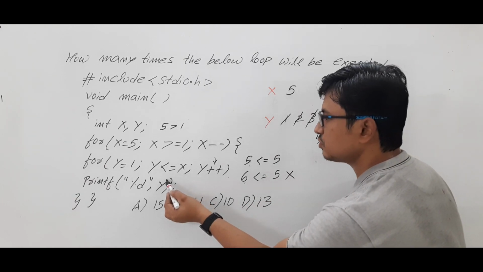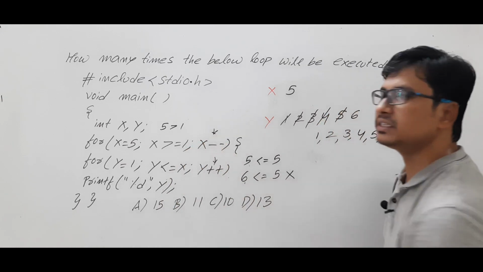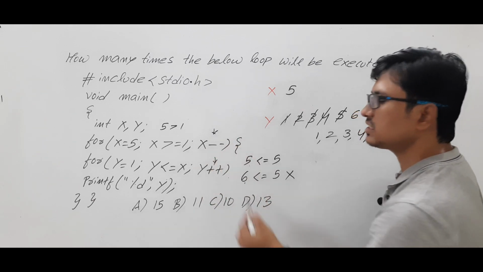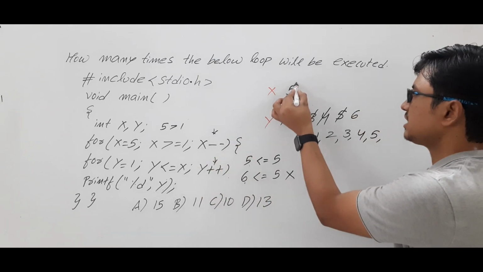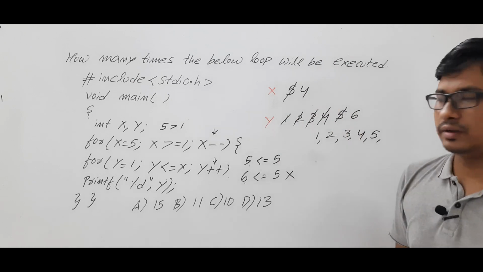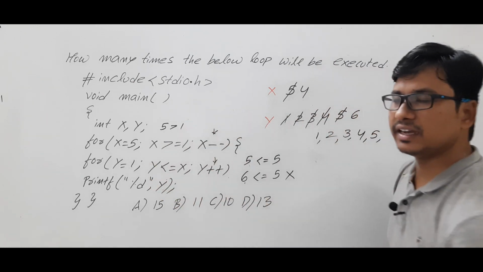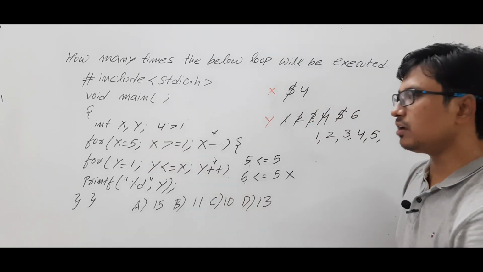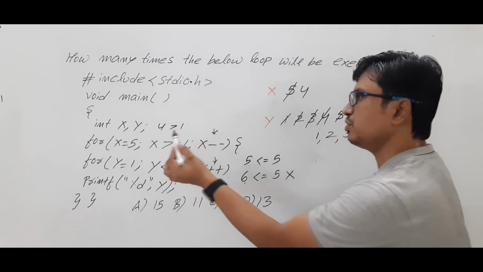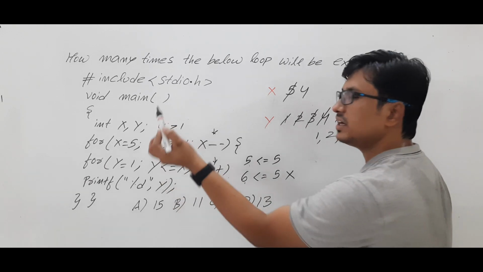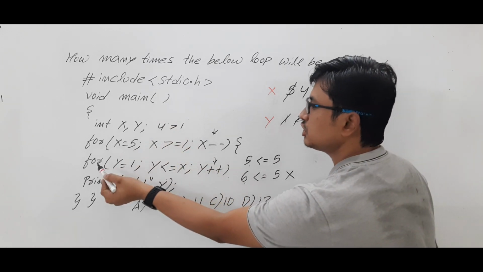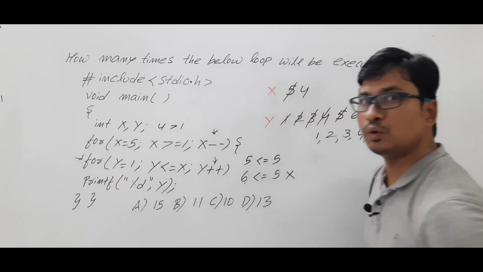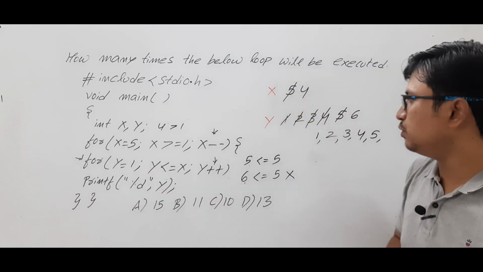If this condition is false, you will go to the update section of the outer for loop. So what is the update section? x minus minus. So x value will become 4. Now you will check this condition again. x value is 4. 4 is greater than or equal to 1, they are saying yes, 4 is greater than 1. Again this condition is true. If this condition is true, again you will execute the statement, the for loop y is equal to 1. Again you will initialize the value as 1.